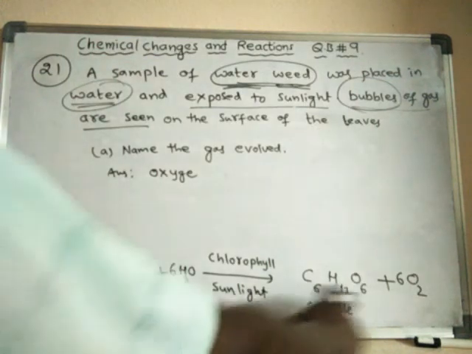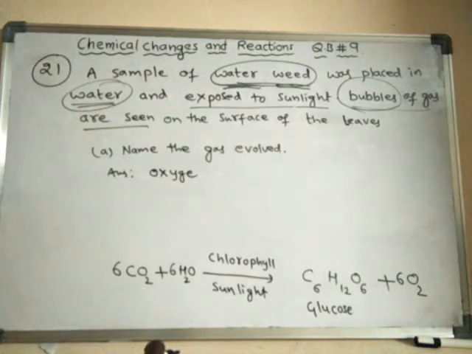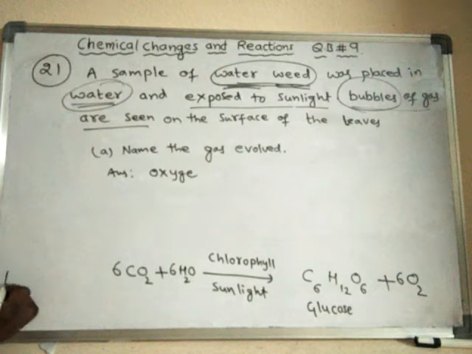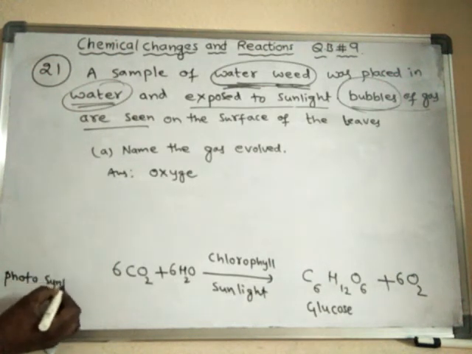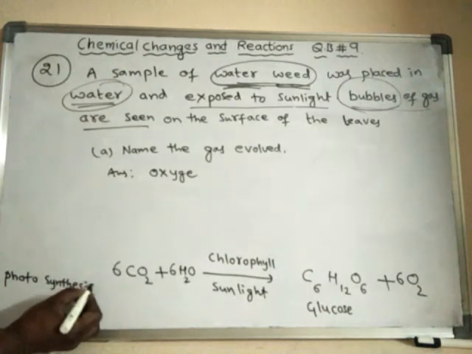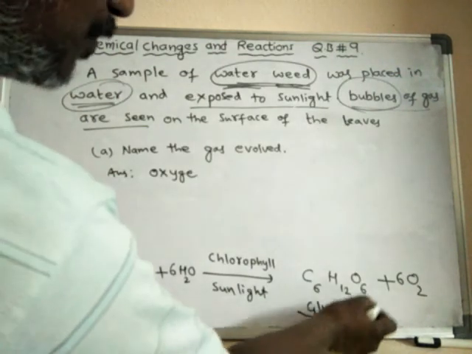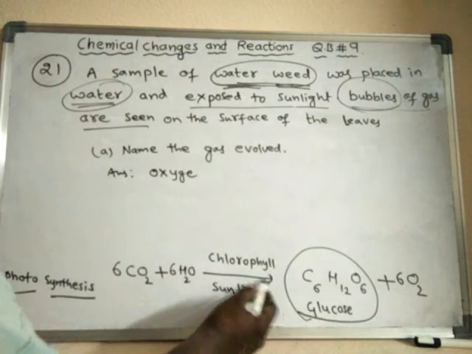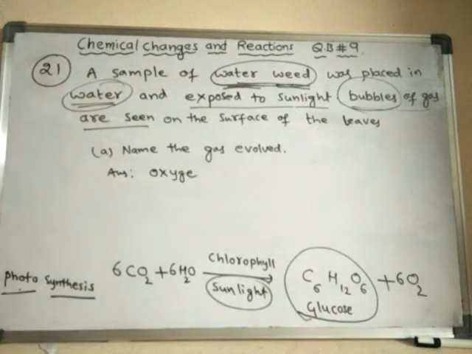This is a chemical reaction, and this reaction is said to be photosynthesis. Synthesis means preparation. Photo means light. So food material is prepared under sunlight. Hence, this reaction is said to be the photosynthesis reaction.